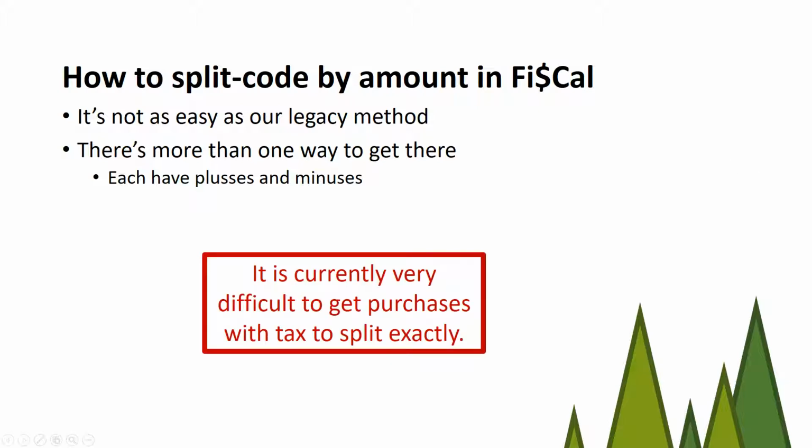Additionally, so far there is a major problem with split coding by amounts that I have not been able to fix, especially when the purchase has tax. No matter which technique you use, it is difficult to get the amount split exactly to the penny. Your result will often leave your split inaccurate by a few cents, even a few dollars, and maybe more. If you have to split a purchase by amount, you just have to do the best you can.